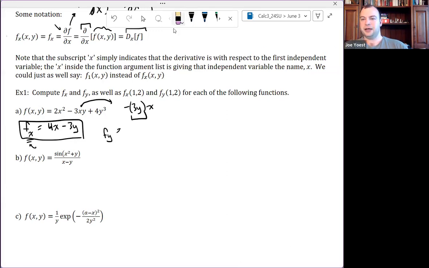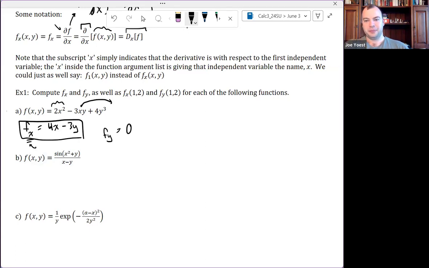So what's the partial of f with respect to y? Now I have to switch my thinking a little bit. I am thinking of the x's as being constants and the y's as being the variable that I'm interested in. So 2x squared, this doesn't have any y's in it. As far as y is concerned, it's a constant. If I vary y, the value of 2x squared doesn't change at all. So the derivative with respect to y is 0.